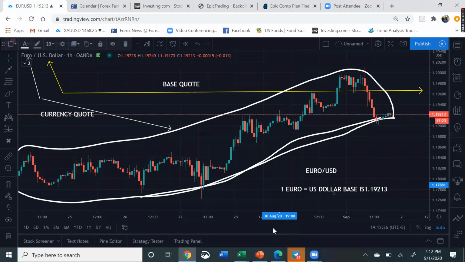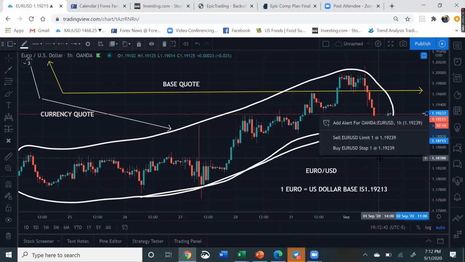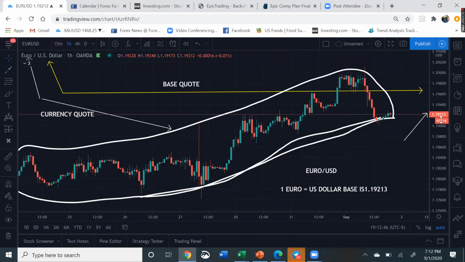So if you look at the chart right now, for 1 euro, it is equal to 1.19213. I am looking at this price that moves up and down. So all of this is 1. Your currency quote is 1. That's just 1 euro. Wherever this is at, this is 1. 1 euro will equal whatever this price is. Right now it's 1.19214. So as this is moving up and down, that's how much it is.